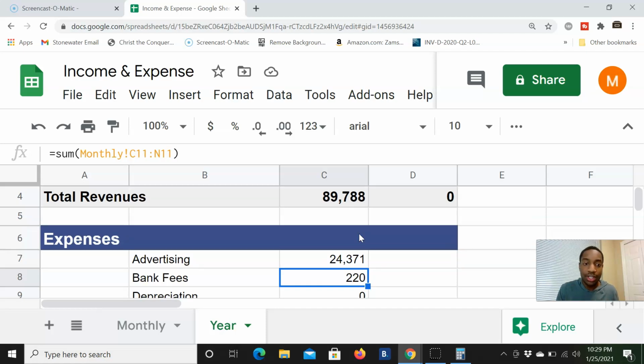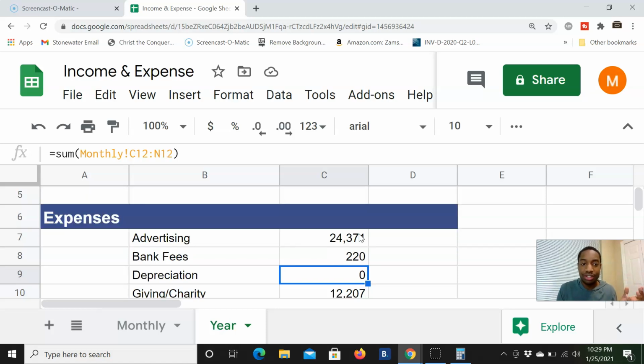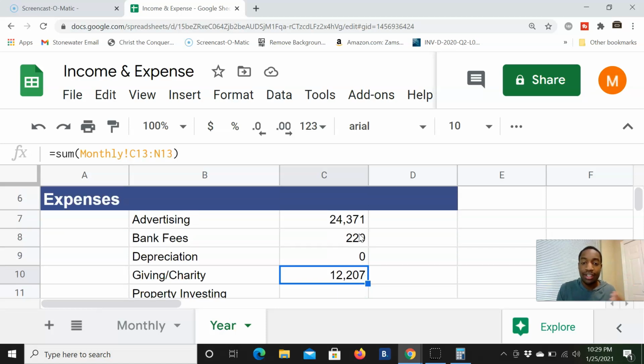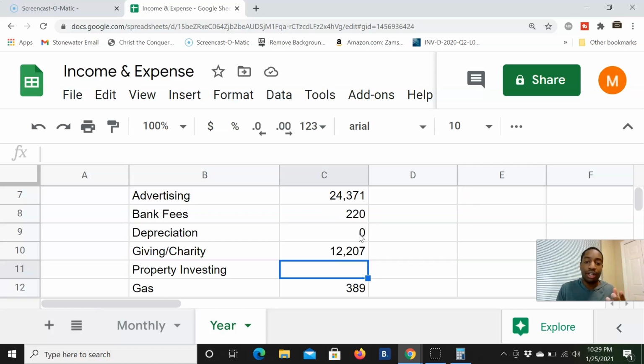And just going down the list, this is bank fees. I had $220 worth of bank fees in 2020. Giving charity, this is my tithe and offering part that I put into the business. So that comes off of my expenses. That's tax deductible.